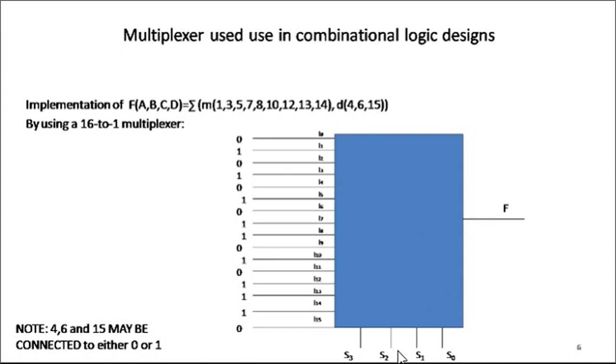Now 0, 0, 0, 1: S0 is connected to 1. Then the I1 line will be routed. I1 is connected to the VCC. So if you connect an LED here, in that case this LED will glow. In the previous case the LED will be off because I0 is connected to 0. In this way, this multiplexer is used in combinational logic design.